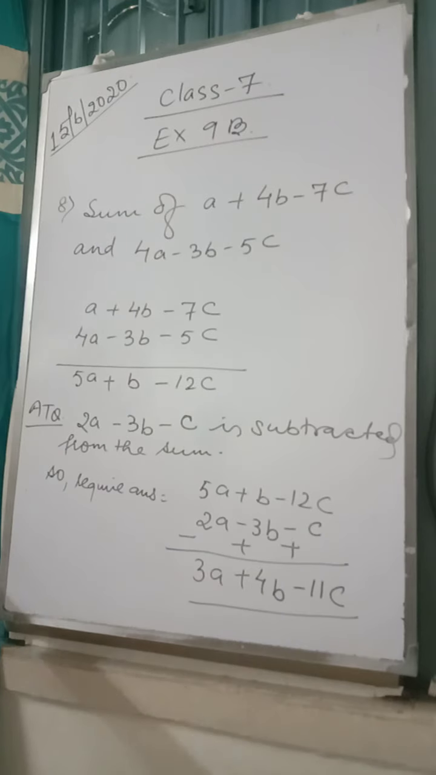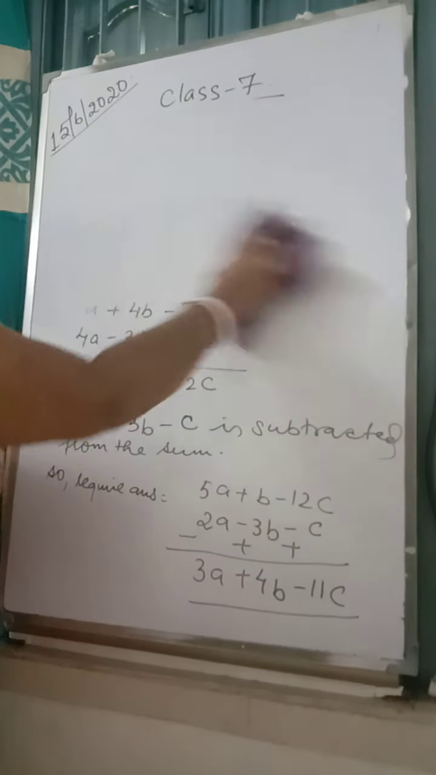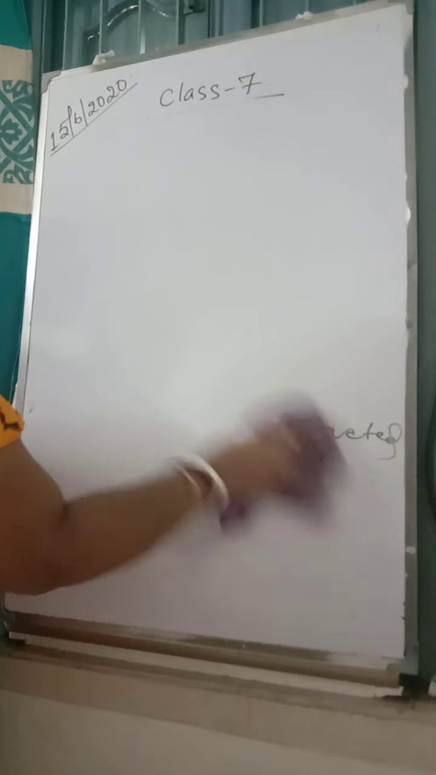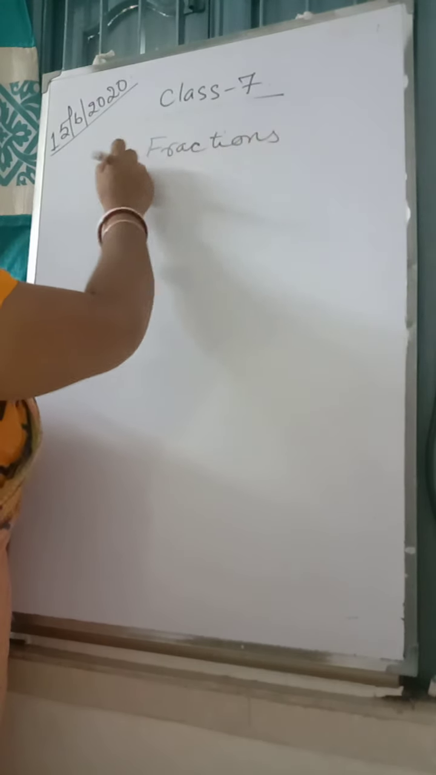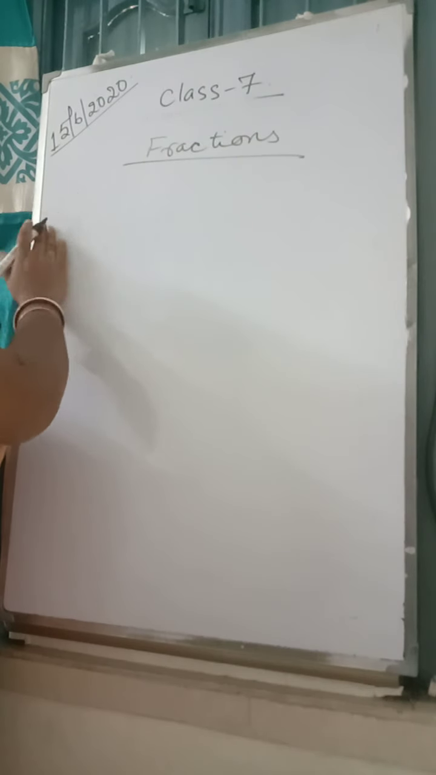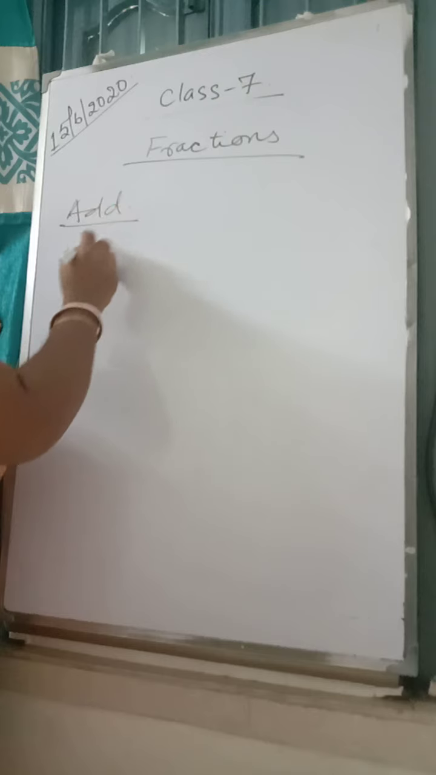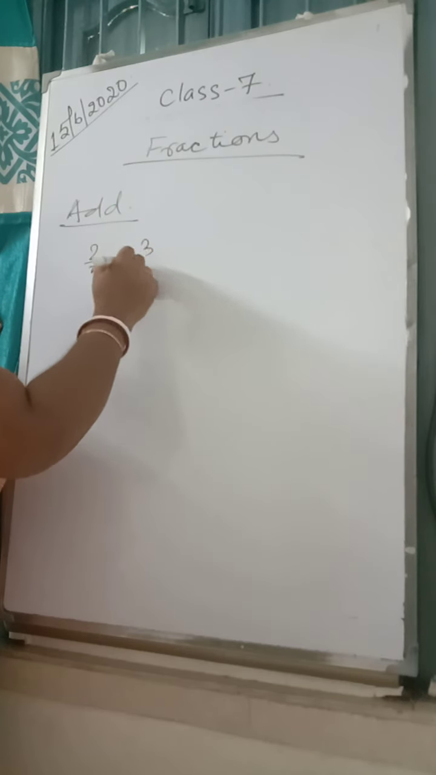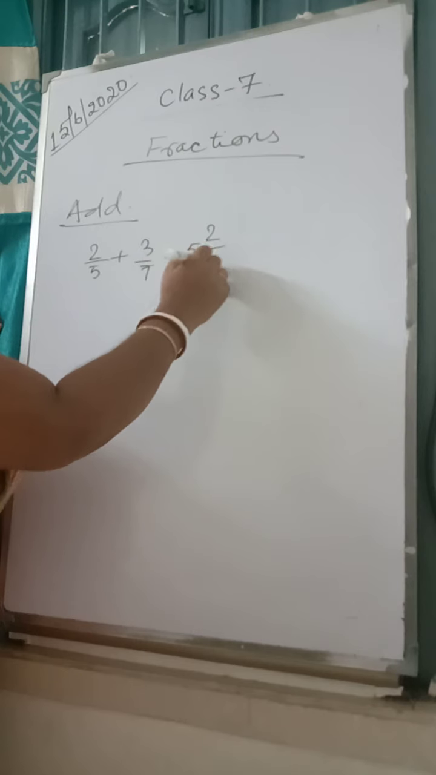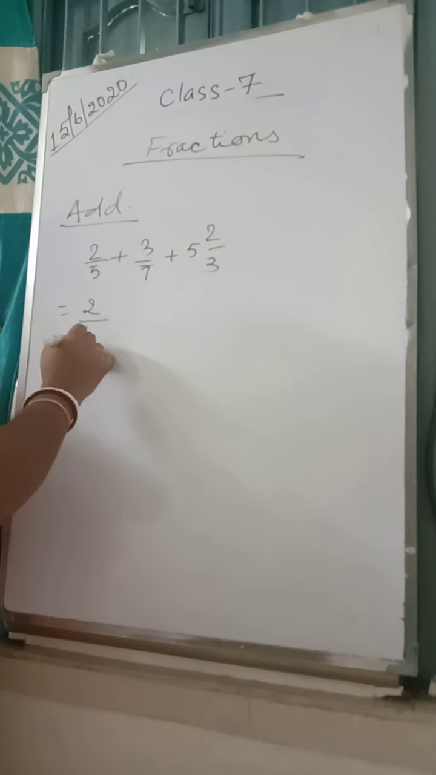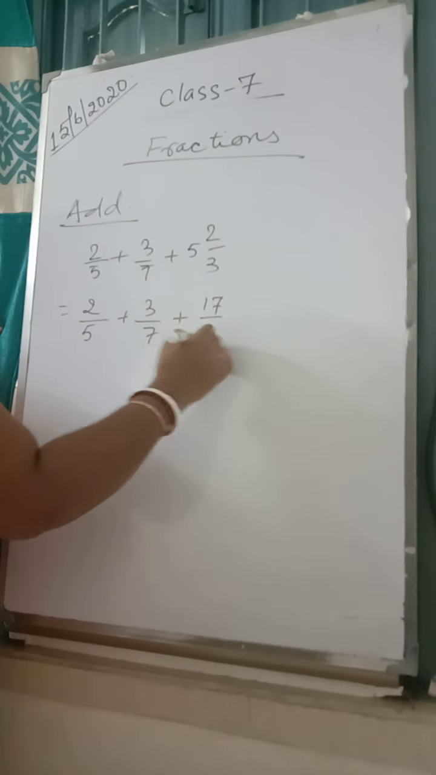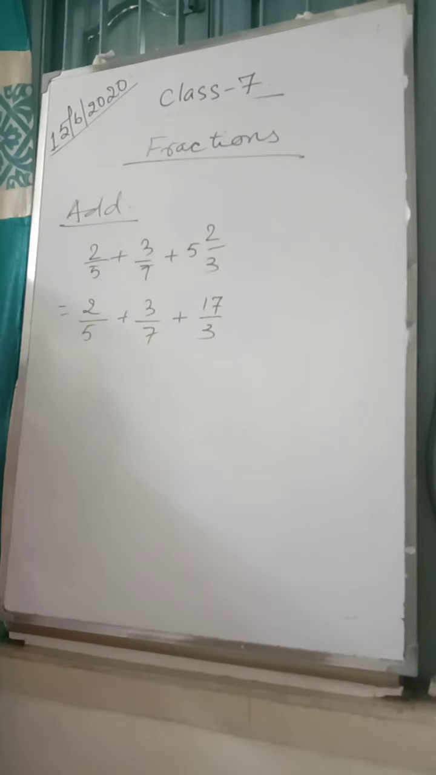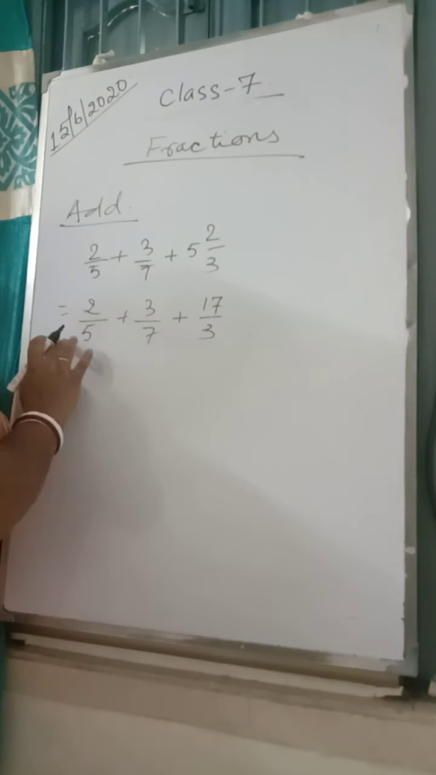If you have to add fractions, once again I am saying, addition and subtraction. This first is addition. 2 by 5 plus 3 by 7 plus 5 by 3. We can see this, all the 5 3s are 15, to 17 by 3. They are in unlike terms. We cannot add them up. You cannot add 5, 3 plus 2, 5, 7 plus 5, 12.